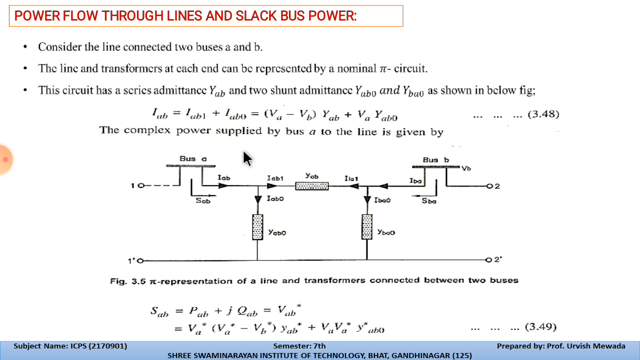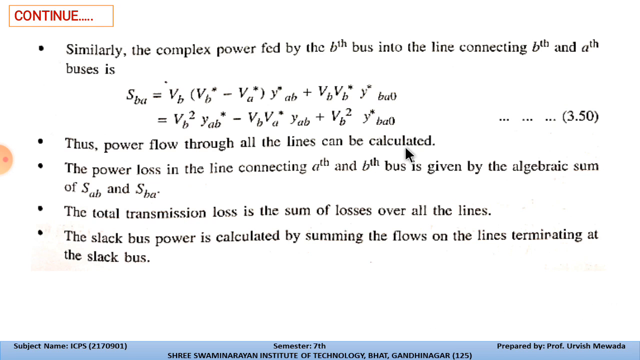The complex power supplied by a bus to a line is given by S is equal to P plus jQ. So we are considering from A to B, that's why SAB is equal to PAB plus jQAB. So it is equal to VA into (VA conjugate minus VB conjugate) YAB conjugate, plus VA into VA conjugate Y conjugate AB0. This is equation number 3.49 for the given power system, or we can say the apparent power of the system.